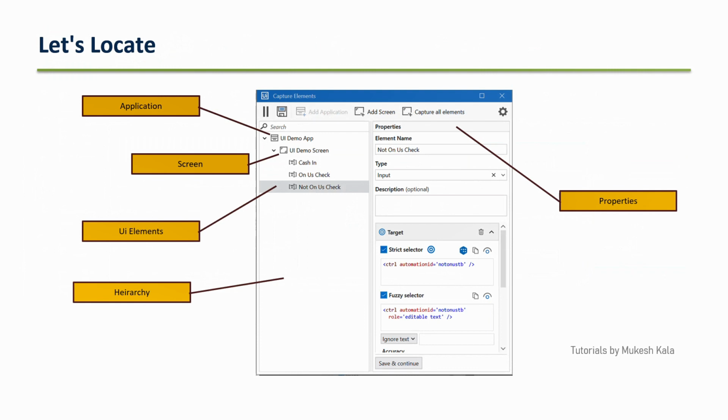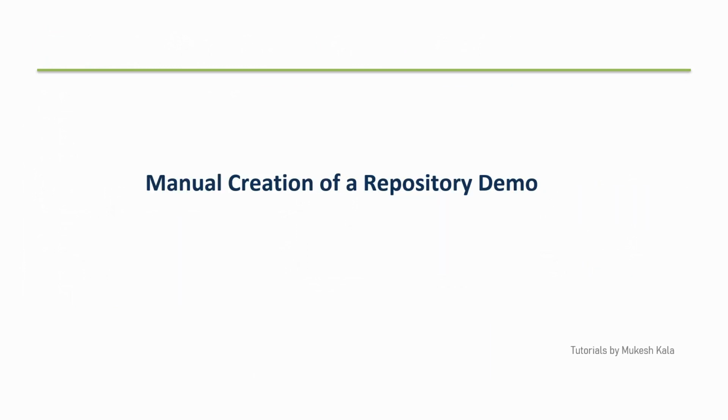But till this point, all of this was done with the help of a recorder option. Let's say I do not want to have a recorder option and I want to have more control on creating the repository. Can I do that? The answer to that question is yes. And that's where comes the manual creation of a repository. Let me show it to you by a quick demo of how you can create a repository by yourself.